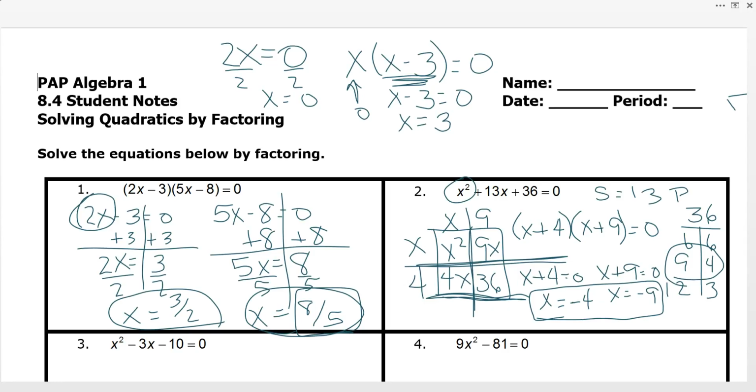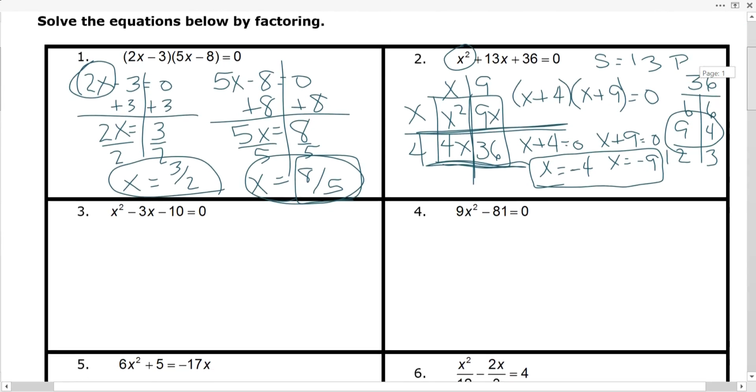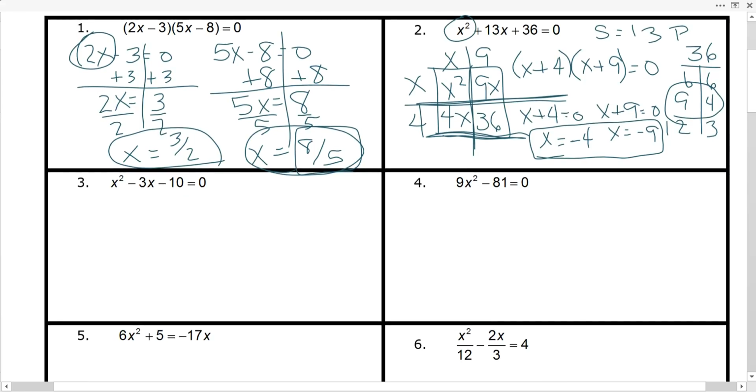And that's my solution to the quadratic equation x squared plus 13x plus 36 equals 0. Okay, let's look at number 3. At some point, I hope you would pause the video and try and work out some of these problems and see if they're not as easy as you think they are. Okay, number 3 is already set up for us.